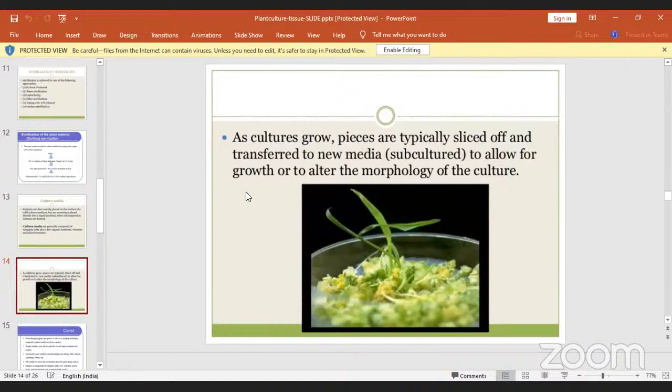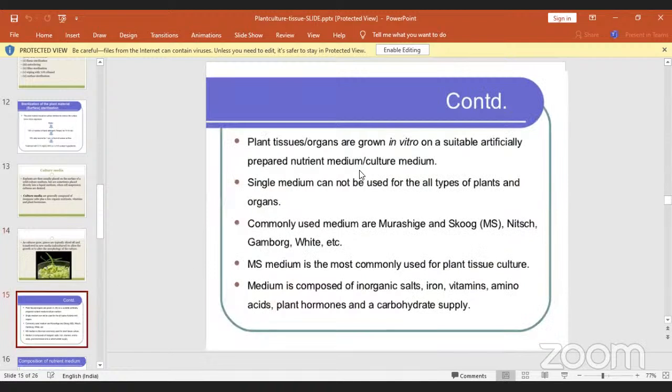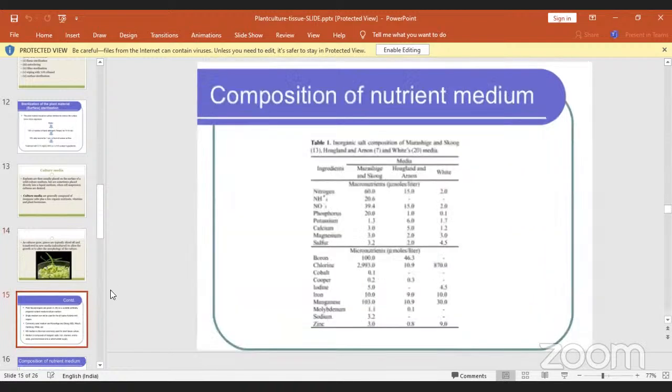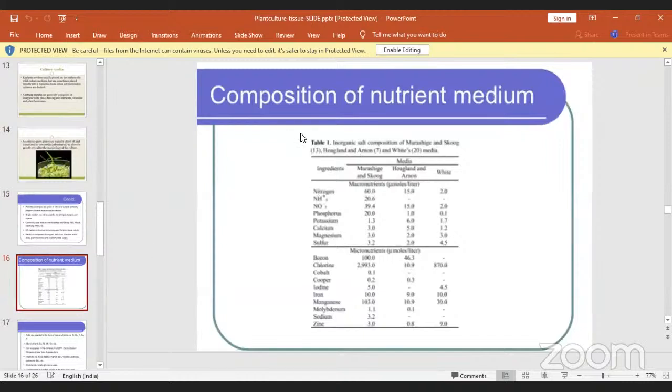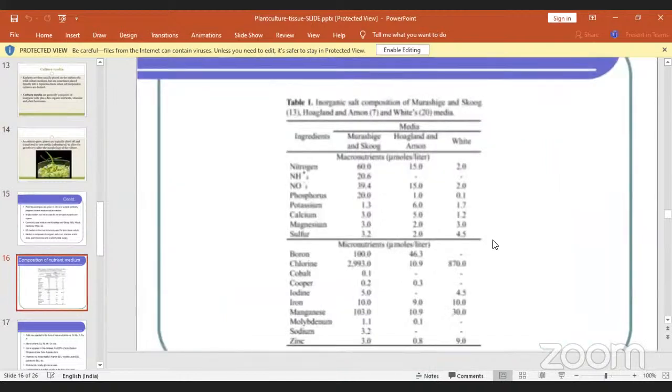Next, in the culture media the cells can grow and form a mass of cells, that is called callus. So you see, this is the composition of nutrient medium. So different types of nutrients and their composition, micronutrients and macronutrients. Macronutrients which are added to the culture media, namely nitrogen, phosphorus, potassium, calcium, magnesium and sulfur.